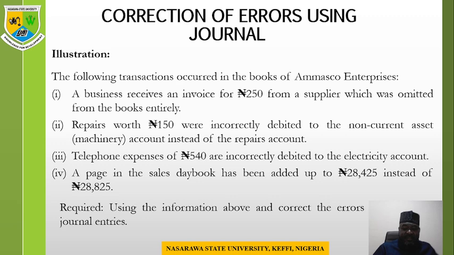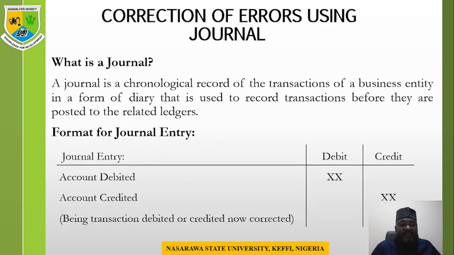This is the format for journal proper when we are to correct an error. In correction, we identify the account to be debited to correct the error, and then we identify the account to be credited to correct the error. The account to be debited is normally stated first, and then we place the amount under the debit column, and the account to be credited comes next, and then we place the amount under the credit column.